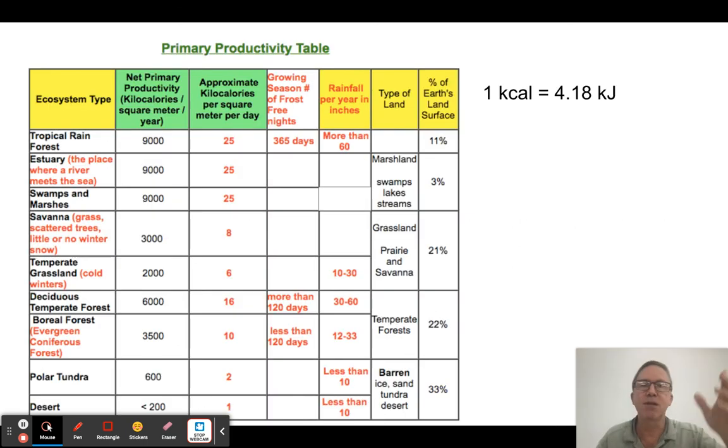And so this last thing is just a table giving you a comparison. So let's just compare, okay? A tropical rainforest has an NPP of, we'll say, 9,000 kilocalories per square meter per year. Look, an estuary, same thing, okay? So this is an aquatic one that's just as productive as a tropical rainforest, and can support just as much life.